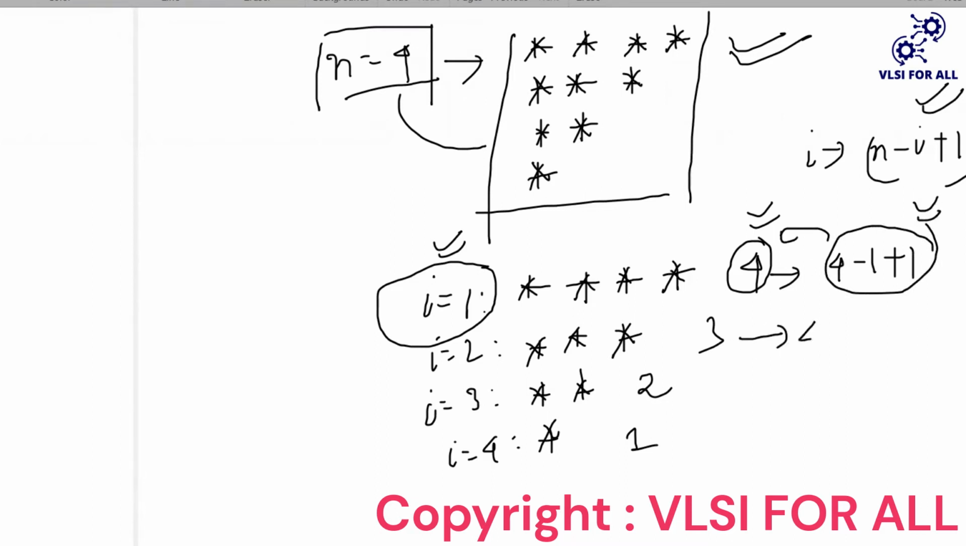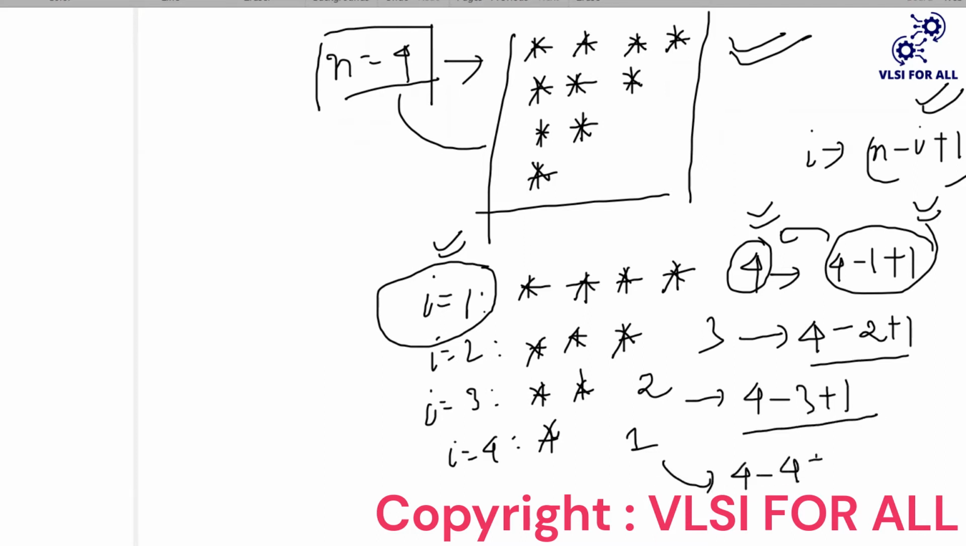Next, 4 minus 2 plus 1, 3 stars will be printed. Next, 4 minus 3 plus 1, 2 stars will be printed. Next, 4 minus 4 plus 1, right? Exactly 1 star will be printed for the last line.